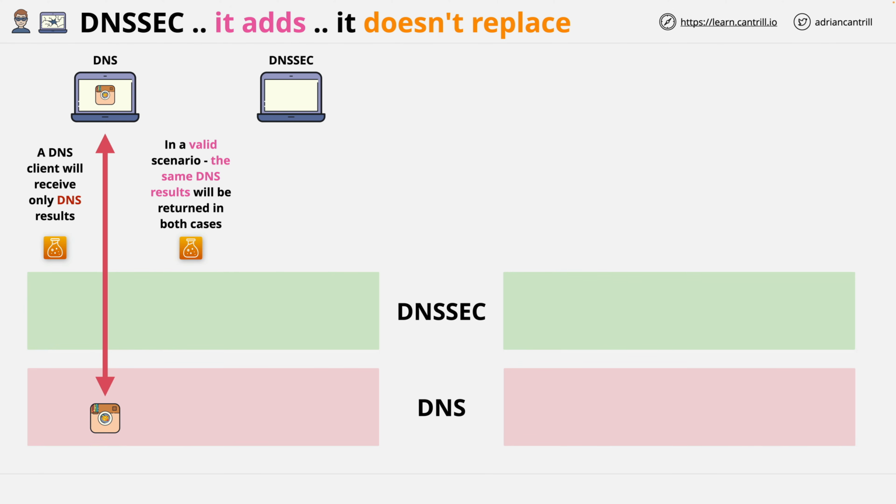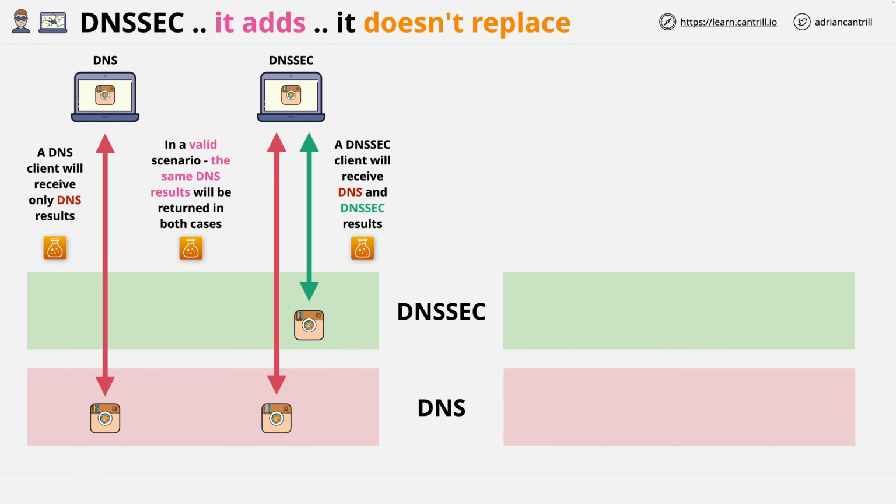A DNSSEC capable device though, this can do more than just normal DNS, so it still makes queries and gets back DNS results, but it also gets back DNSSEC results, and it can use these DNSSEC results to validate the DNS results. Assuming no bad actors have corrupted DNS in any way, then this will go unnoticed since the results are the same. But consider a scenario where we have changed DNS data in some way.